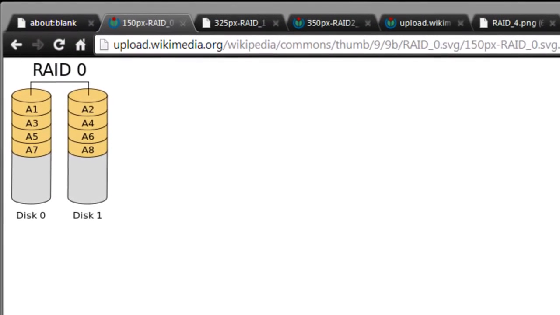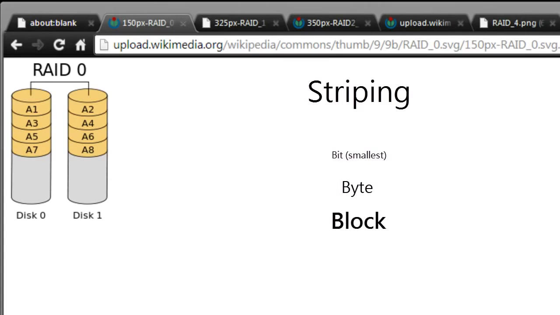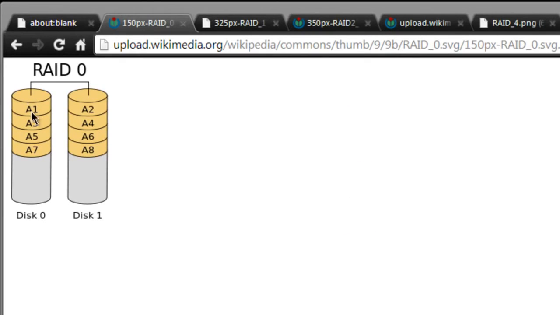RAID 0 uses a form of striping, and there are three different versions used in RAID: bit striping, byte striping, and block striping. What it generally means is splitting data up across multiple areas. As you can see here, imagine these little cylinders are physical hard disks, and my data is on these physical hard disks. Imagine that they're 1 terabyte each, and my data is on here.